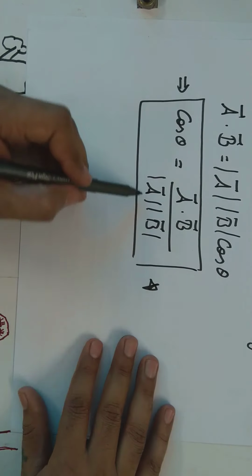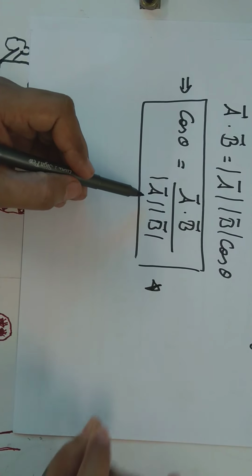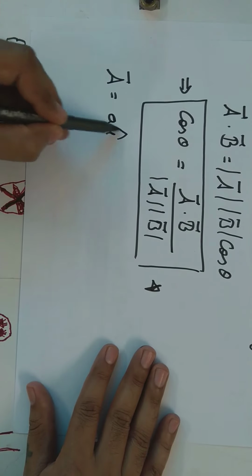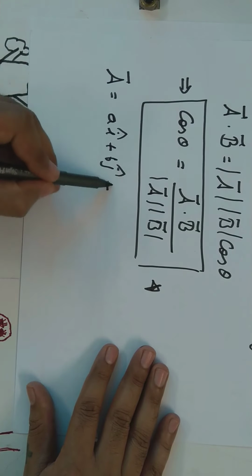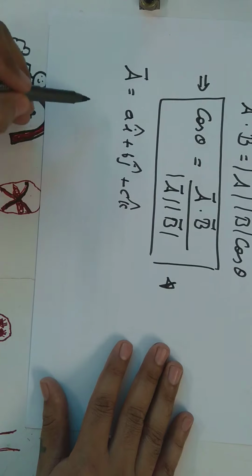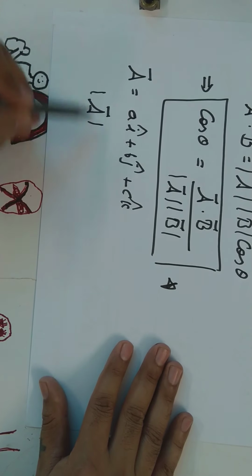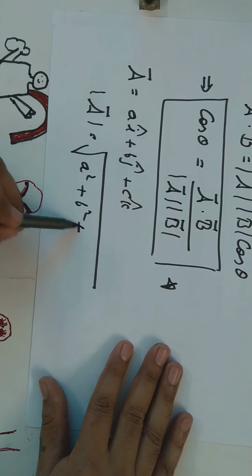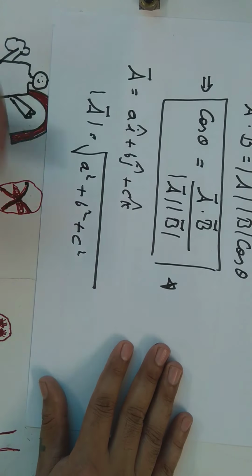Now we need to know how to get the magnitude of a vector. Say we have a vector a i cap plus b j cap plus c k cap. I need to find its magnitude. Its magnitude will be whole under root a square plus b square plus c square. This is simple.